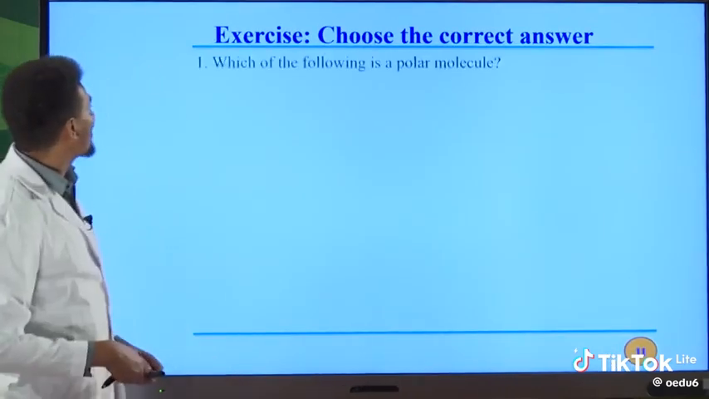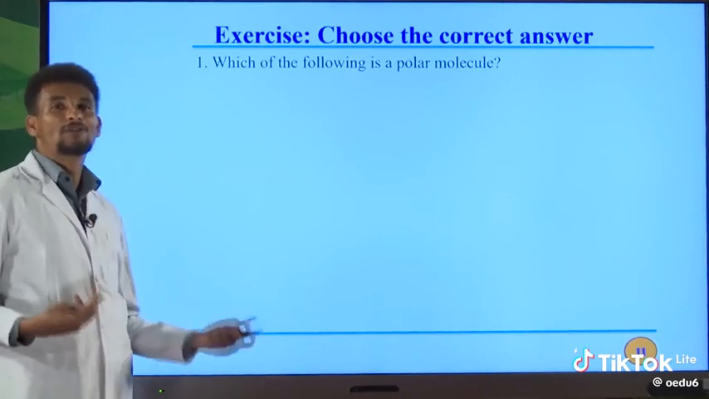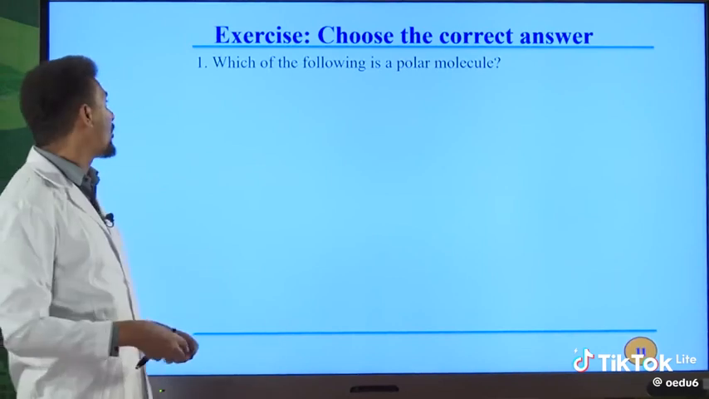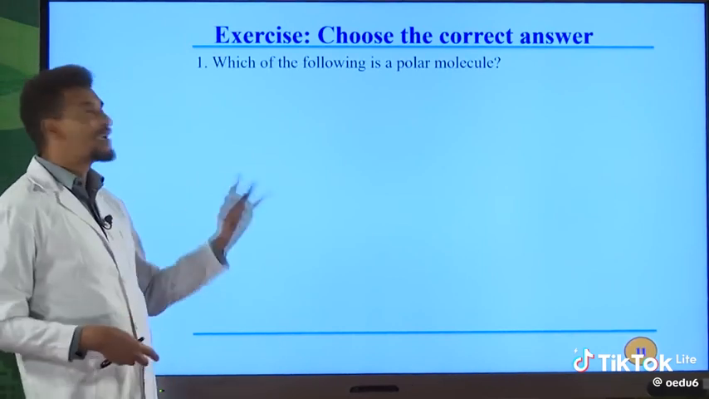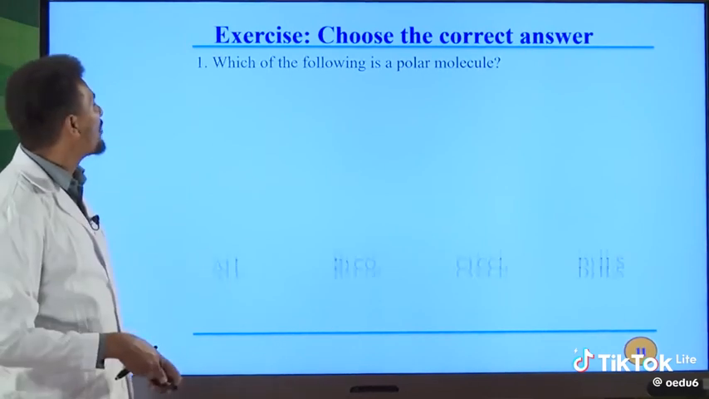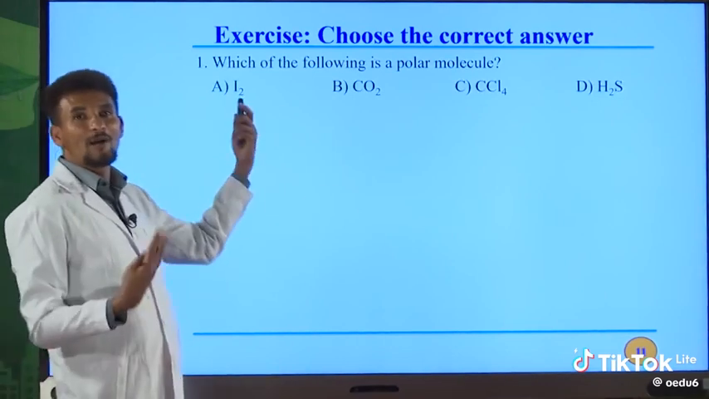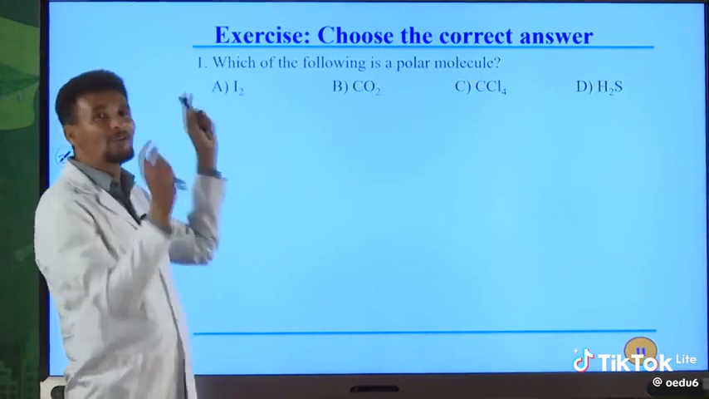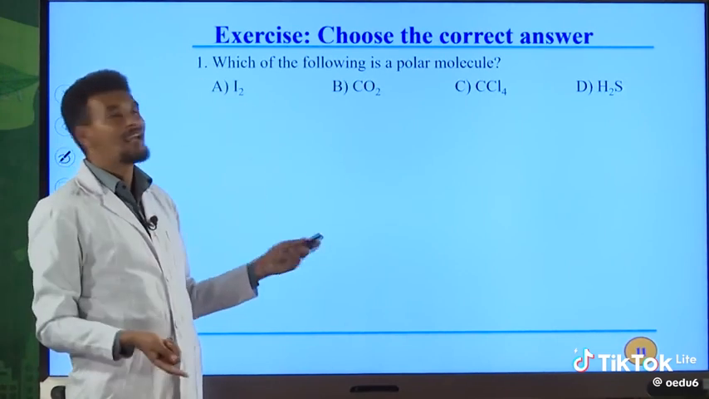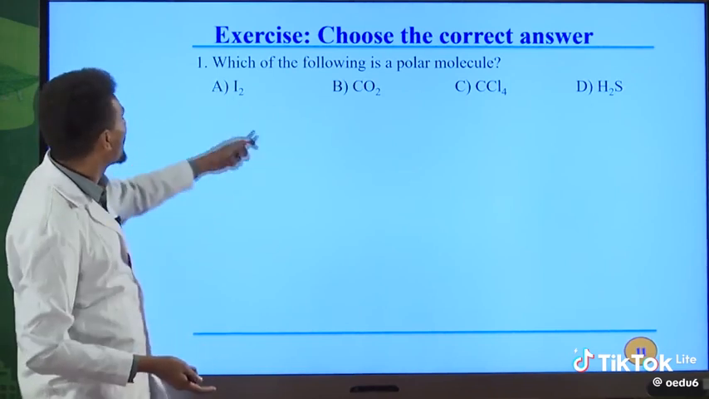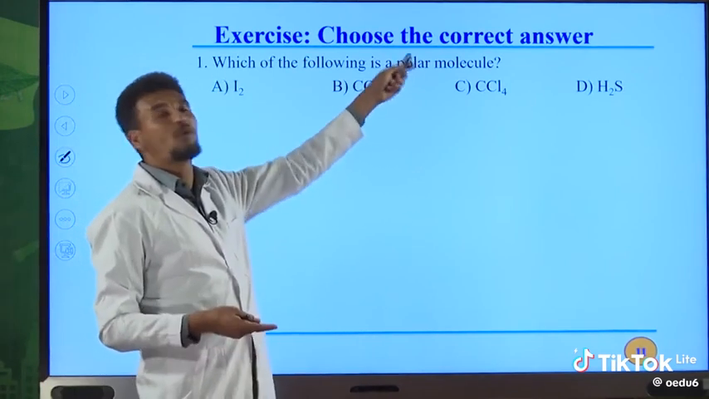Okay, so let us just answer some questions, and some of these questions are from university entrance exam questions. Question number 1 says, which of the following is a polar molecule? I already told you that iodine is a non-polar molecule because the bond between these two iodine atoms is a non-polar bond. This molecule is non-polar. The question is, which one is a polar molecule?